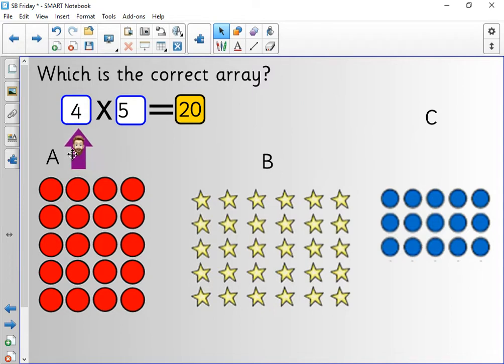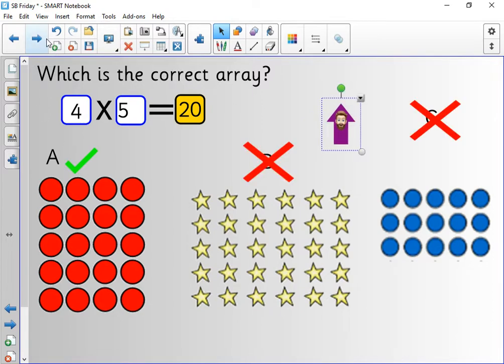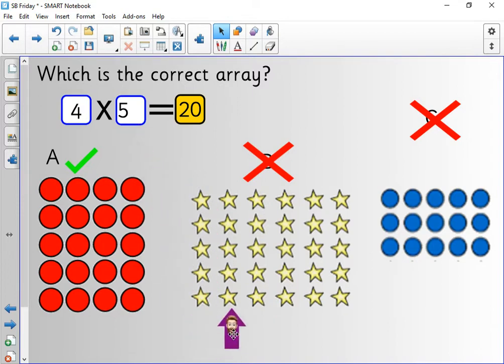What about this one? 4 multiplied by 5 equals 20. Have a look, and which one has 4 equal groups of 5? Well, it can't be B because I've got my groups of 5 there. So that one's right. I've got 5 in each group, but I've got 1, 2, 3, 4, 5, 6 groups. So the first number's not right in this array.